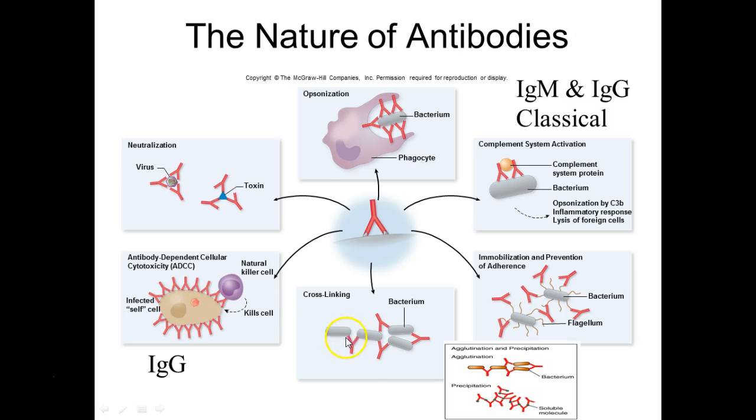As we saw when we were looking at the structure of the antibody, it has two antigen binding sites. They're both identical. So one single antibody can bind to two different antigens at the same time, in this case, two different bacteria. When that happens, you can get these aggregates, this cross-linking that happens. And there's two types of cross-linking that can happen.